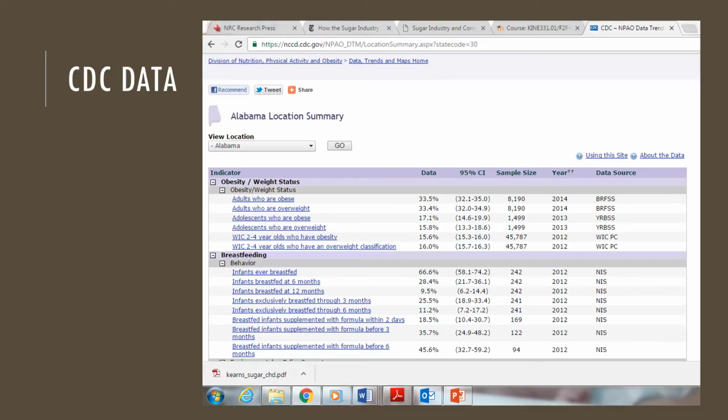And then you can see for adolescents, about 17% of Alabama adolescents are obese, about 16% are overweight, and then children, it's about 15% of 2 to 4-year-olds are obese, and about 16% of 2 to 4-year-olds are overweight. So this is a problem not just in adulthood, but in childhood and adolescence as well.